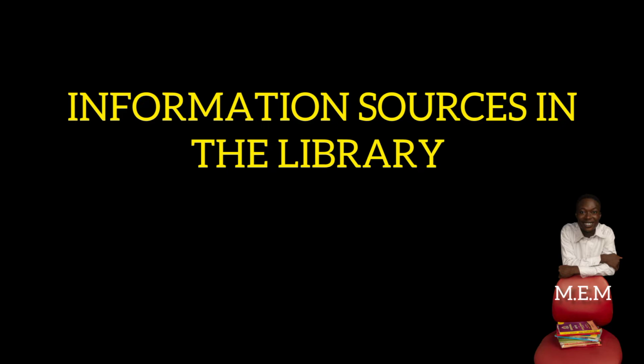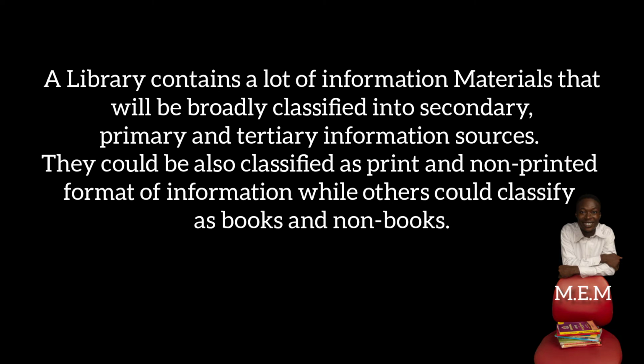Today we'll be looking at information sources in the library. Information sources in the library are the kind of materials that we find in the library. They are classified into primary, secondary, and tertiary information sources. We can also classify them as print and non-print formats, and as books and non-books materials. So we'll be taking them one after the other.